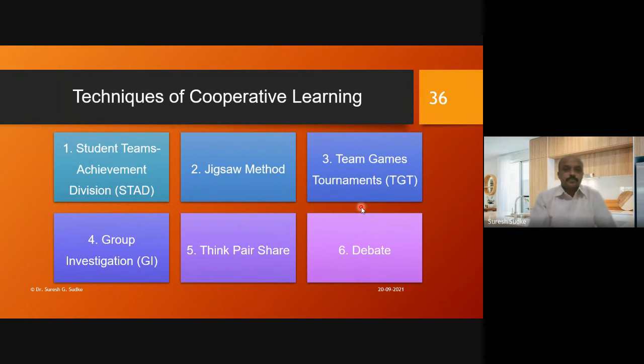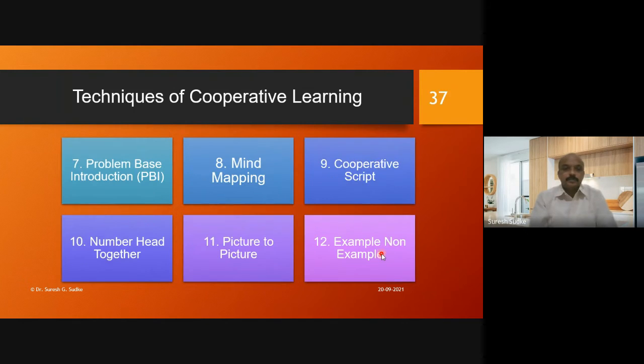First is the Student Team Achievement Division, known as STAD. Second method is the jigsaw method. Third one is team game tournament. Fourth one is group investigation. Fifth one is think, pair, share. Sixth one is debate. Seventh is problem based instruction. Eighth is mind mapping. Ninth is cooperative script. Tenth is numbered heads together, eleventh is picture to picture, and twelfth is example and non-example. So these are the different techniques.